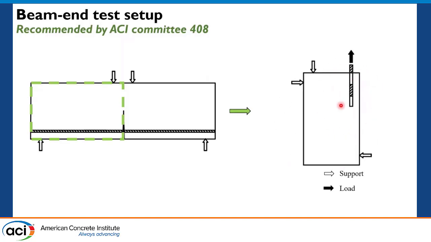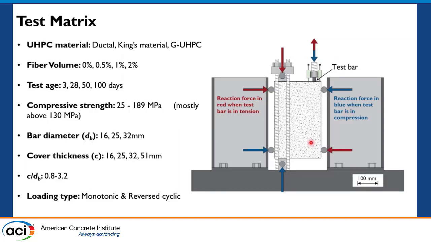In our real test setup, we just rotate by 90 degrees for the ease of test. For our test matrix, we have 3 different UHPC materials: the Ductal and the UPF from King's Material, and 1 green ultra high performance concrete developed at UC Berkeley. In this UHPC, we have 50% less cement content than typical commercial UHPC materials. For fiber volumes, we tried 4 different fiber volumes, with the major fiber volume being 1% or 2%, and 0 and 0.5% just to investigate for fun the effects of lowering it to the minimum.